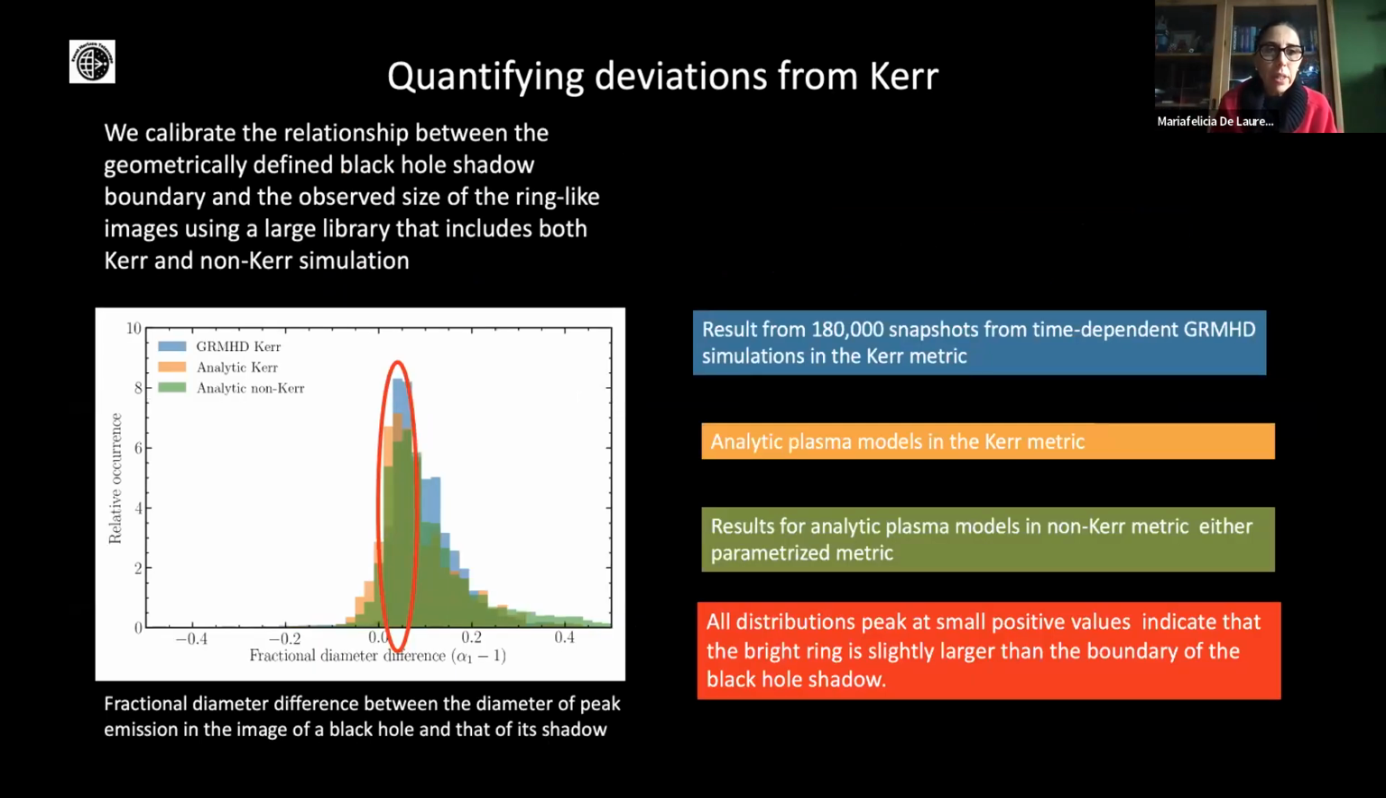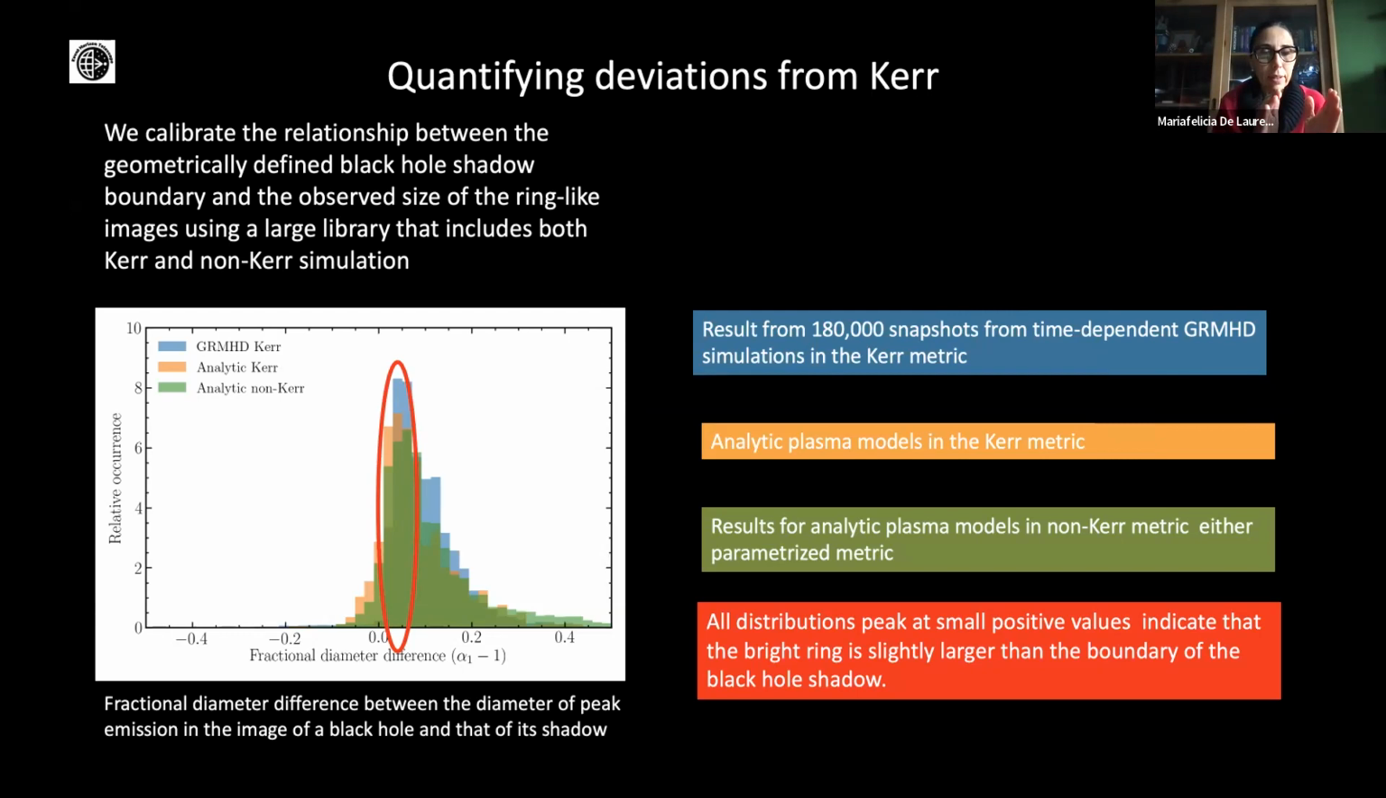So what we have here: we calibrated the relation between the geometrically defined black hole shadow and the observed size of the ring-like image using a large library that includes non-Kerr and Kerr simulations. Here we have the fractional diameter difference between the diameter of peak emission in the images and that of its shadow, obtained from three different types of simulation.